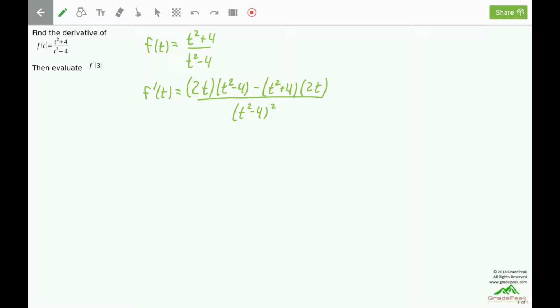In the numerator, we're going to want to distribute the 2t into that, and the negative 2t into that. That will give us 2t times t squared, 2t cubed, 2t times negative 4, negative 8t, and that will distribute the negative 2t times t squared will be negative 2t cubed, and negative 2t times a positive 4 will be a negative 8t, all over, and the denominator we're just going to leave as quantity squared.